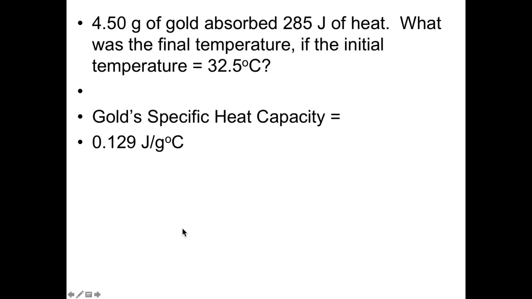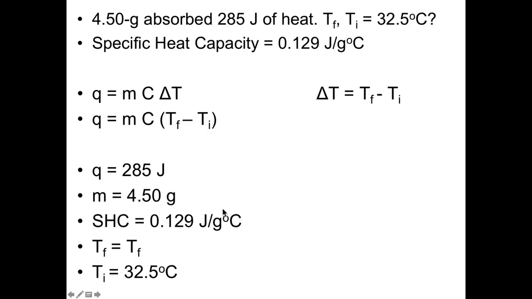All right, so let's go and try this one then. You have 4.5 grams of gold. It absorbs 285 joules. What was the final temp? And gold's specific heat capacity is this. So pause the video, try to work this one out, and then I'll show the answer on the next slide.